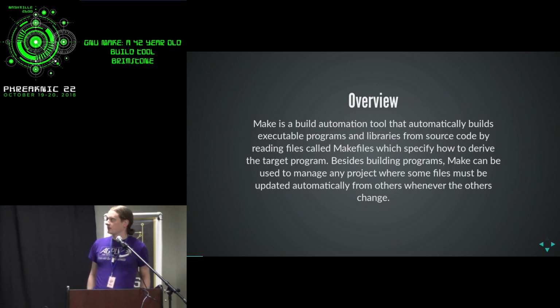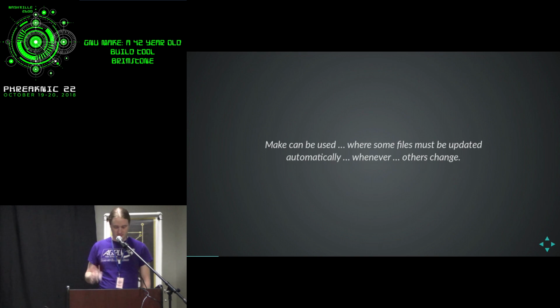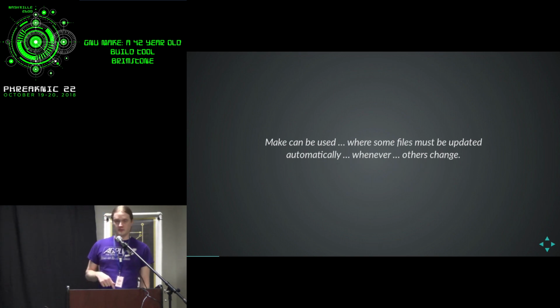This is the text that's on the website. I noticed that it wasn't in the program, so I'll pause for a second here so you get a chance to read it. But this basically describes what Make is. Most of this is stolen from the Wikipedia page, so if you want a bigger definition, you can go read it on there as well. But the big takeaway that I want to talk about specifically is that Make can be used when some files must be updated automatically whenever others change. This is basically what Make does.